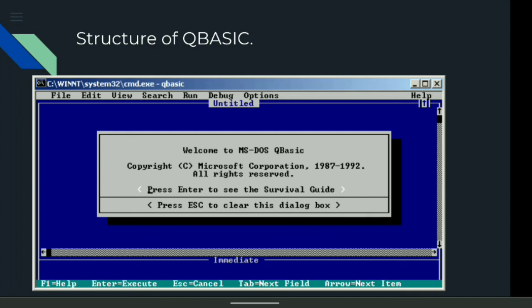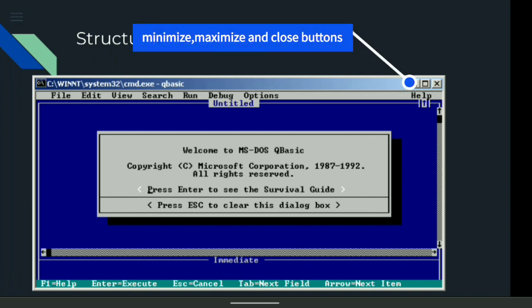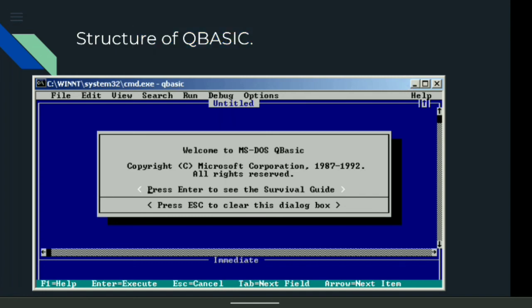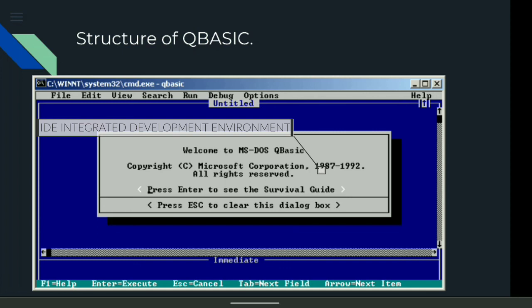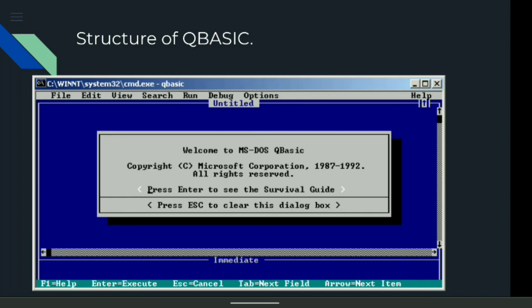And just below that it's written Untitled. Untitled is the name of the program, and there is a minimize button, maximize button, and close button. The window or the screen of Qbasic is known as IDE. IDE means Integrated Development Environment, because editing, creation of the program, everything is done over here only.